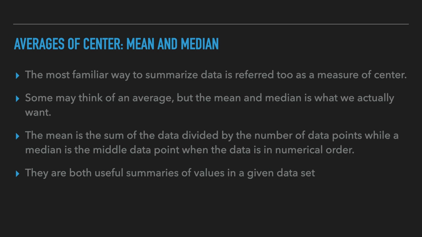Averages of center, mean, and median. The most familiar way to summarize data is referred to as a measure of center. Some may think of an average, but the mean and median is what we actually want. The mean is a sum of data divided by the data points, while the median is the middle data point where the data is in numerical order. They are both useful summaries of values in a given data set.